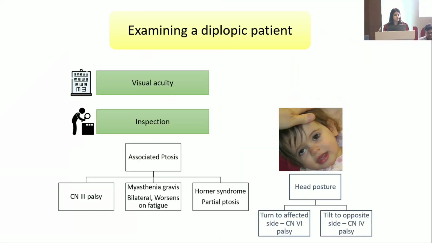So examining a diplopic patient, we should look for visual acuity. On inspection, certain points should be noted.